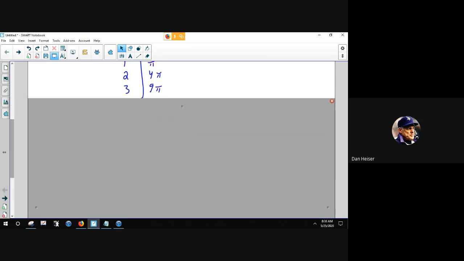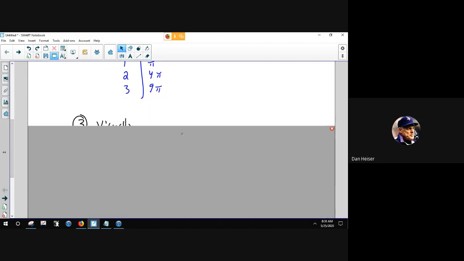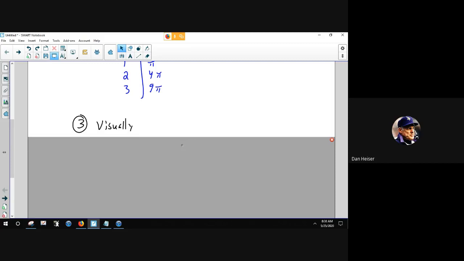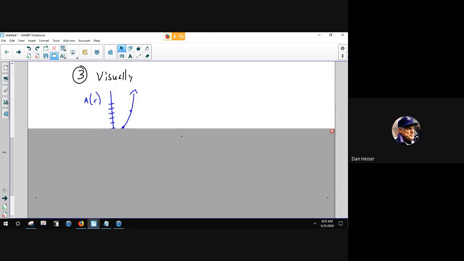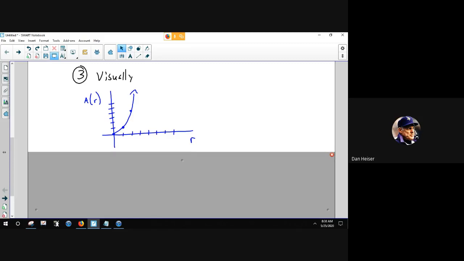Another way we can express a function is visually. Visually means we have a graph. So I can take my numeric table, or I could take my verbal description if I know what the verbal description can be pictured as, and I can create a graph out of it. So here's my visual representation.